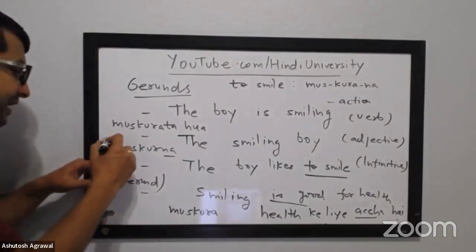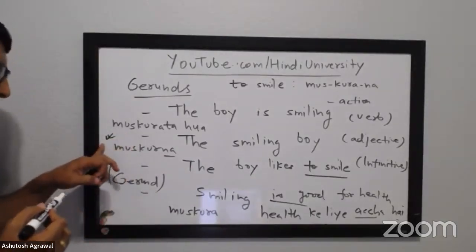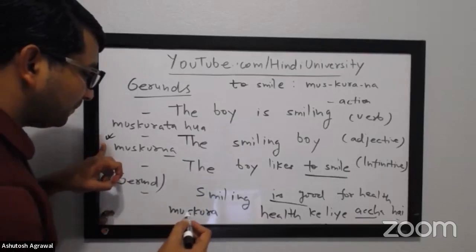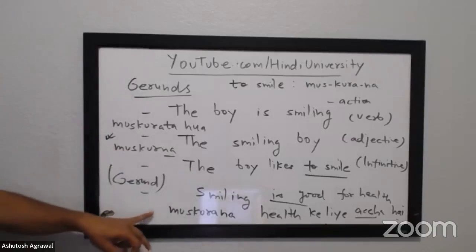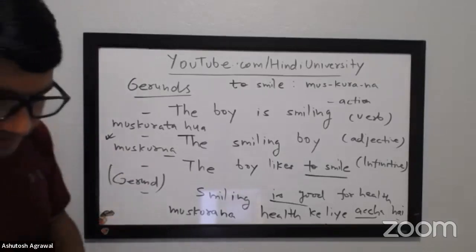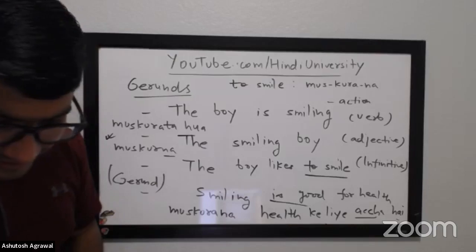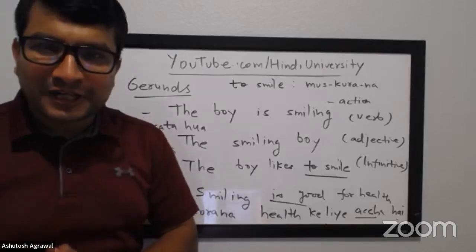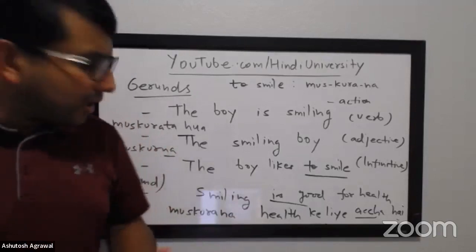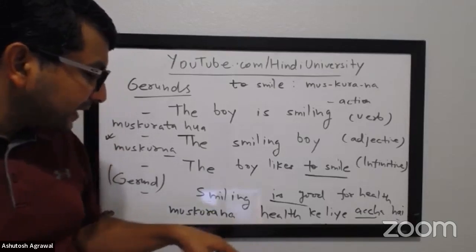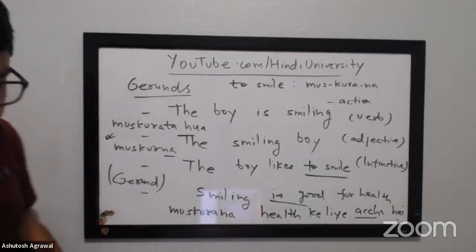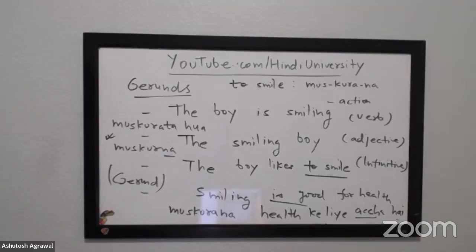How about if you just use it as it is, like the way you have it in the infinitive form? Muskarana. Very good. Read the entire sentence. Muskarana health ke liye achha hai. Very good. So in Hindi, there will be a case we'll talk about where you use a postposition after that, which makes it oblique. But here, basically, you are using the infinitive form of the verb to make it a gerund. So what you said is muskurana.